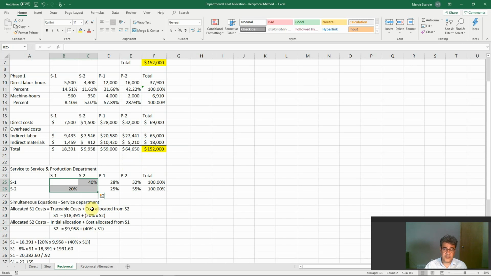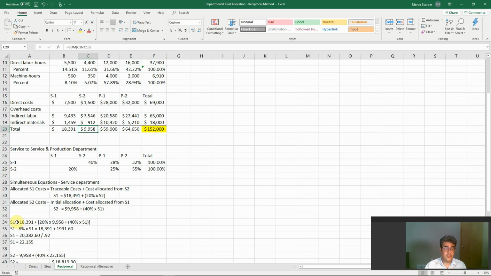So first step here, we need to solve for the service 1 and service 2 costs. The cost of service 1 will be 18,391 plus 20% of the service 2 department. And the cost of the service 2 department will be 9,958 plus 40% of the service 1 department. So we need to solve this equation system, or this simultaneous equation.